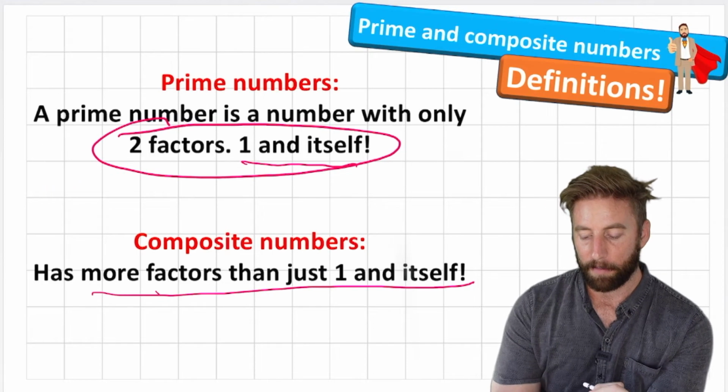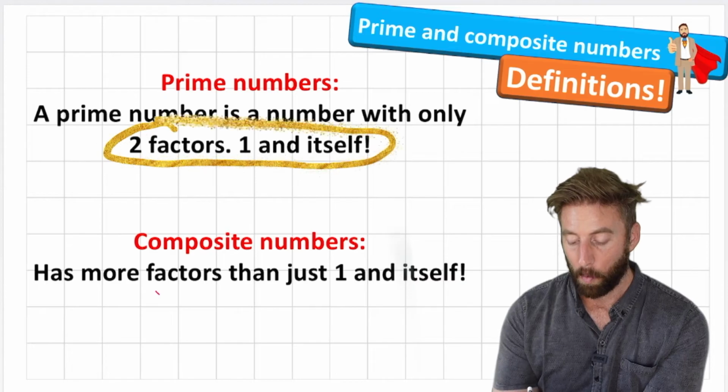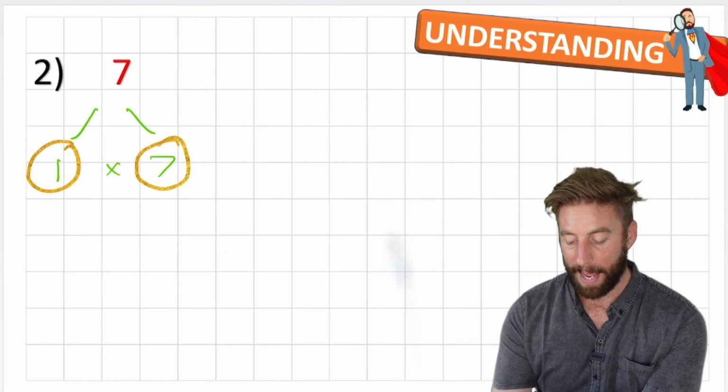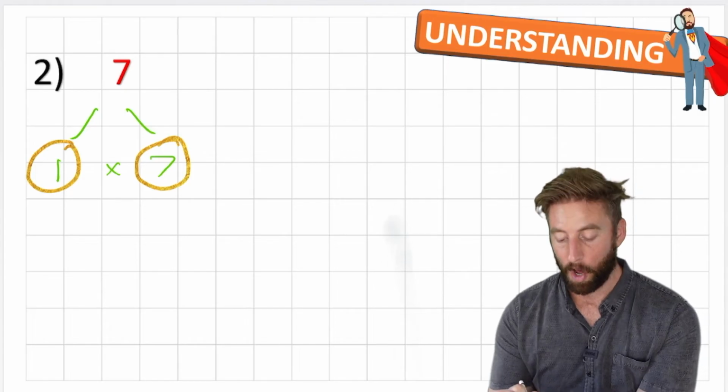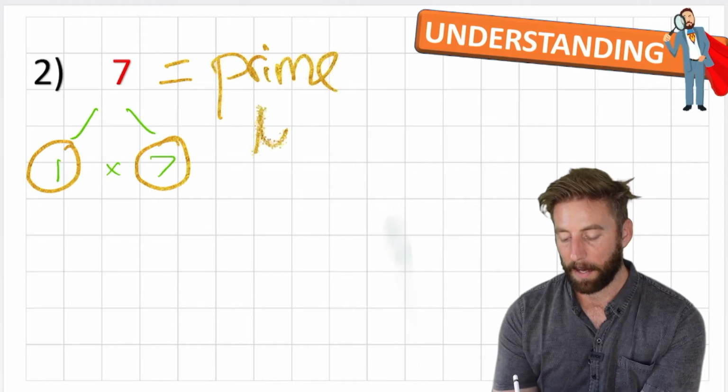Okay, so let's look back at our definitions. A prime number is a number with only 2 factors, 1 and itself. And that's exactly what we've got here, 1 and itself, the number 7. So 7 equals a prime number.